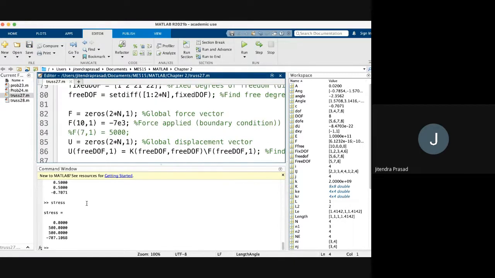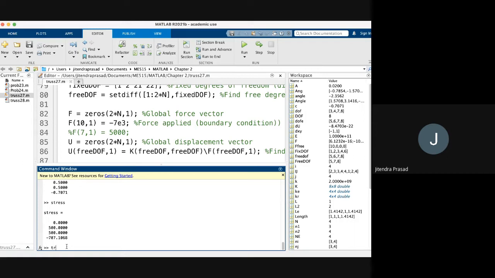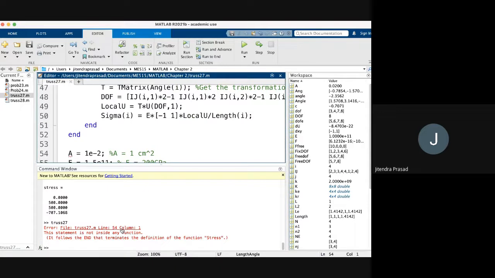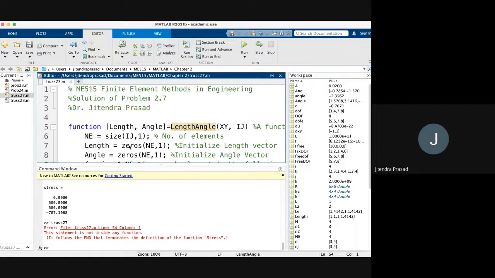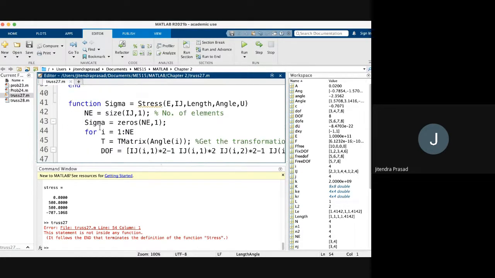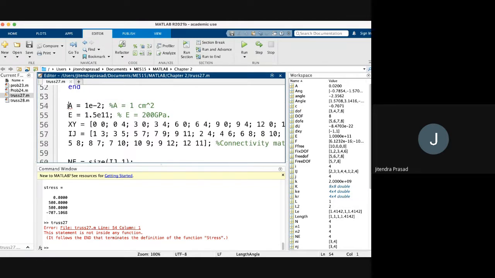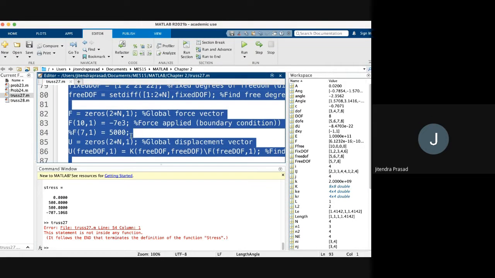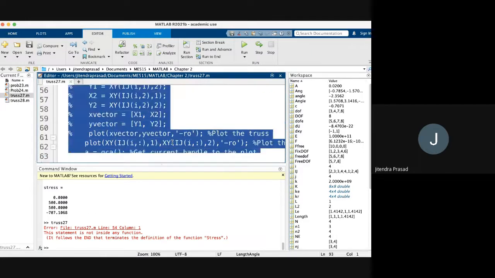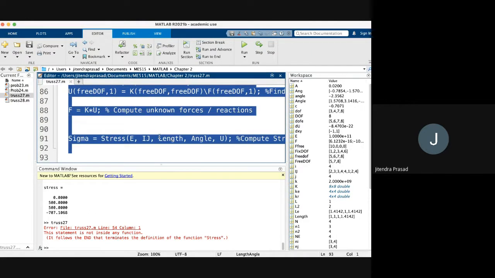Truss 27, truss 27. Yeah, this statement is not inside any function. It follows the indeterminate definition of function stress. So what we will do is we will use these things first, and at the end we will keep the functions. So there is a certain style in every programming language.